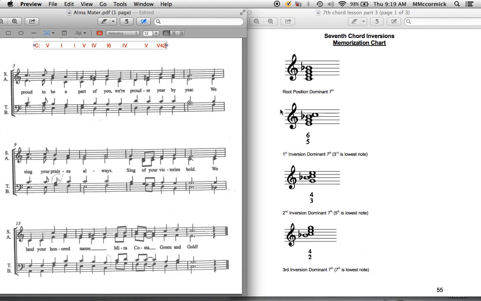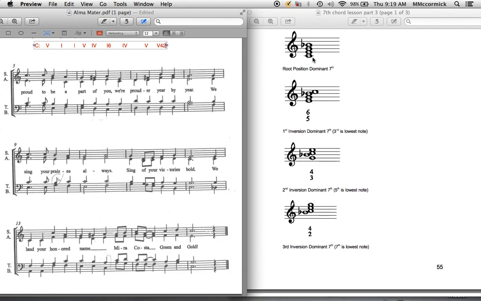If I go back to looking at these, the 7th chord in root position and then all of its inversions. The 7th chord in and of itself is a pretty cool structure because it has dissonance and consonance in it at the same time. If I were to turn this into a major 7 chord and make it C, E, G, B, it's got a really nice sound to it, right?